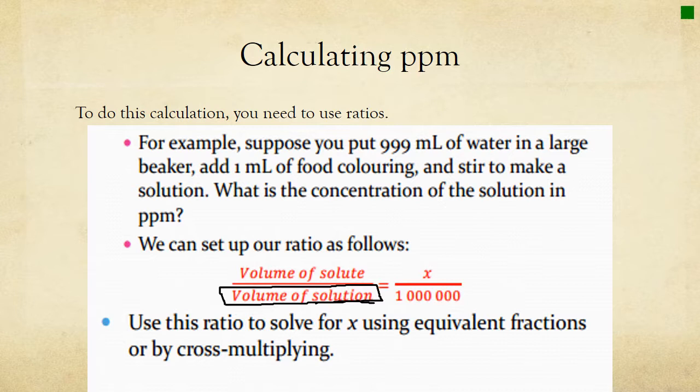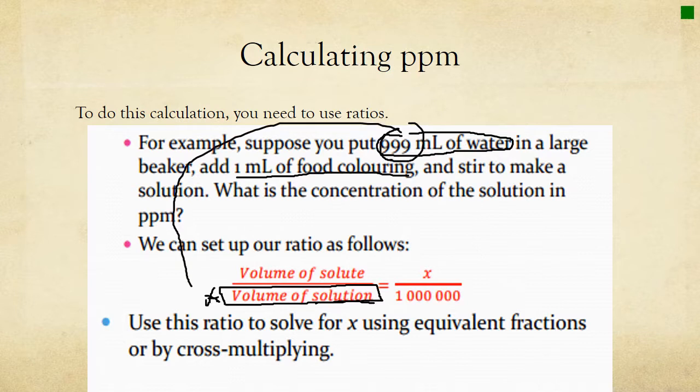In this example, we have 999 milliliters of our solvent, which is water, but we're adding a solute, which is the food coloring. The total solution is going to be the volume of the solute plus the volume of the solvent, and that is what you're going to have to substitute in for your volume of solution. Typically I anticipate students would say, oh yeah, 999 milliliters of water, let's just plug this number in. But that is incorrect. That's not what you want to do.